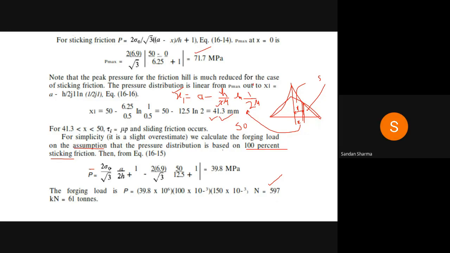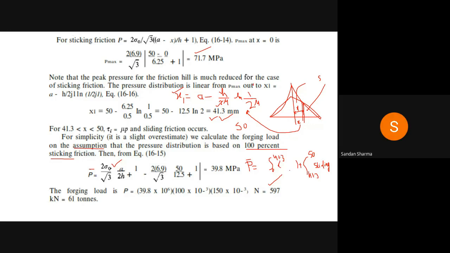Yes, sir. And in case you want to calculate the actual condition, what you have to do is go with the P average, and P average you can calculate by integrating from 0 to, let's say, 41.3 using this equation, okay, plus 41.3 to 50 using sliding condition. ठीक है, ये क्लियर हो रहा है? ये क्लियर हो रहा है सबको?